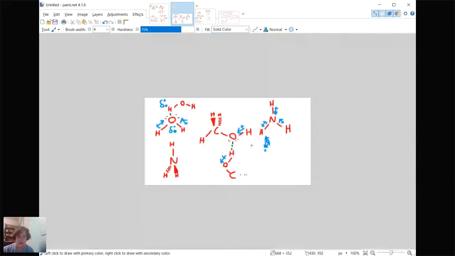So essentially, hydrogen bonding occurs when there's one molecule that has a hydrogen bonded to a nitrogen, fluorine, or oxygen, and then conversely, that hydrogen can be attracted to some oxygen on a molecule, some fluorine on a molecule, or some nitrogen on a molecule. Does that make sense?